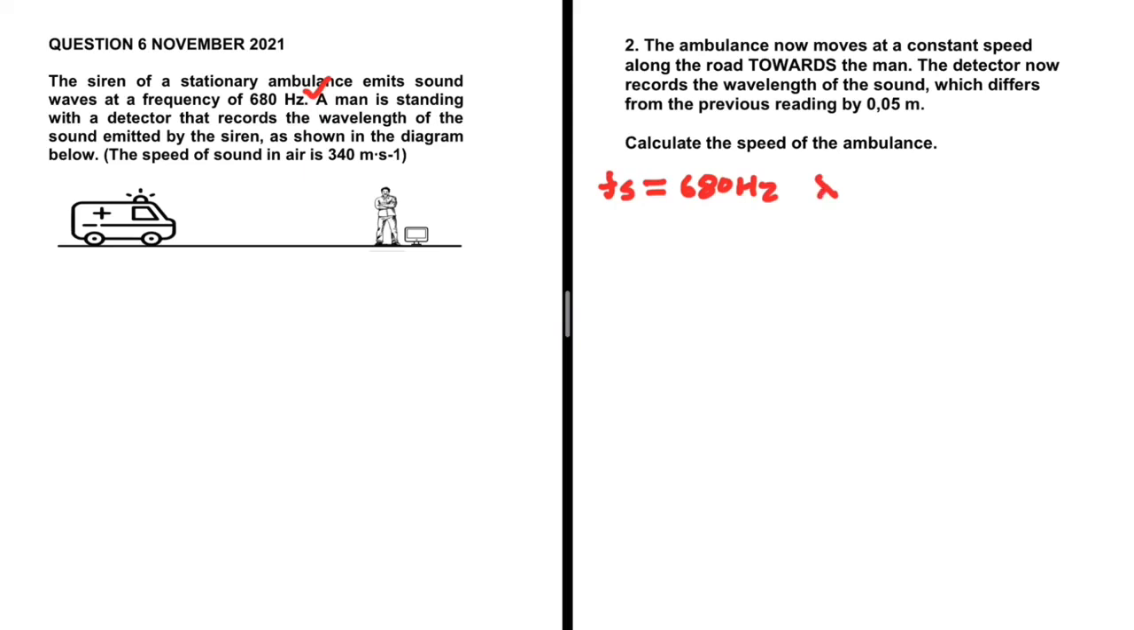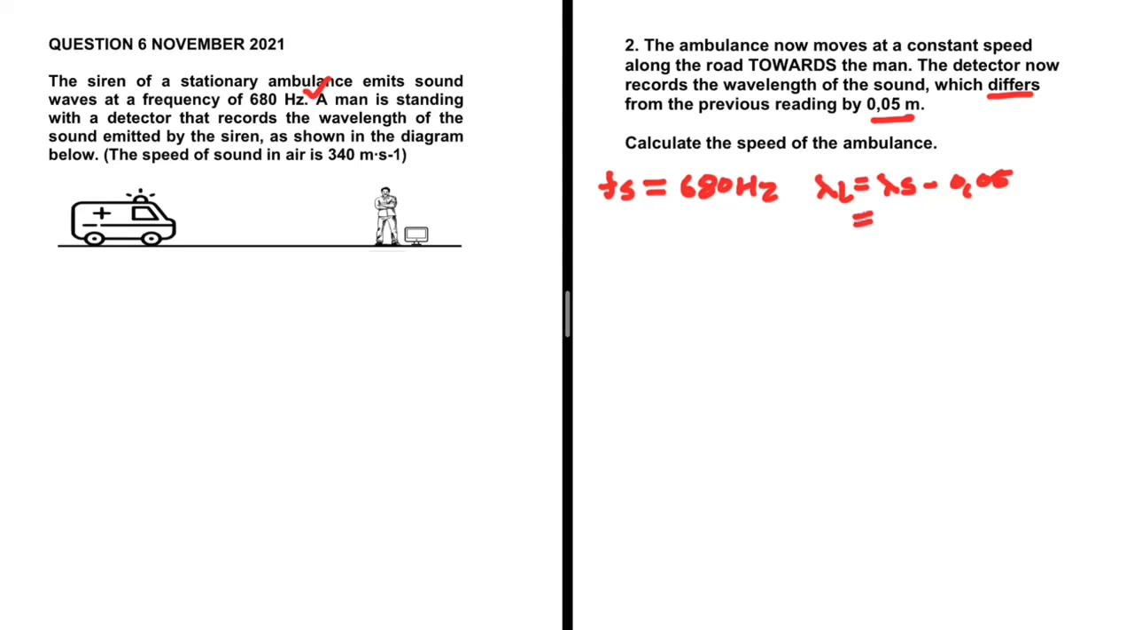The wavelength that is detected by the listener will be equal to the wavelength emitted by the source minus 0.05, because it says here that it now differs by 0.05 meters. So why are we saying minus 0.05? Because the ambulance is moving towards the man. So the wavelength should be smaller and not bigger. If it was moving away, it would be plus 0.05. But here it is moving towards. So it's going to be minus so that we can have a shorter wavelength and a higher frequency.